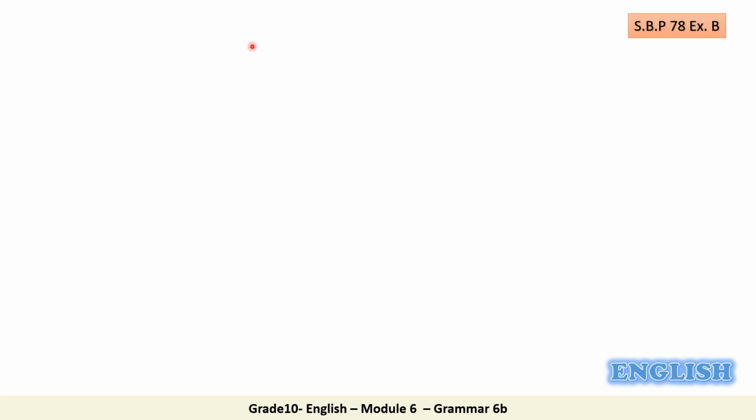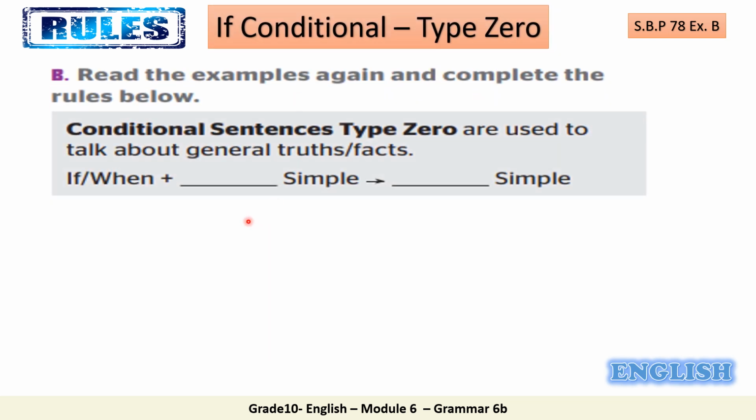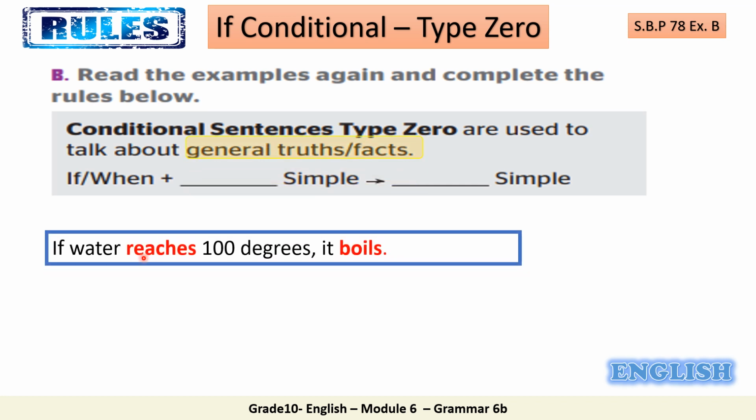And now, let's know more about the rules of if conditional type 0. Let's read the examples to complete the rule below. Before reading the examples, I want you to remember that conditional sentences type 0 are used to talk about general truth or facts. And now, how to form a sentence using if conditional type 0. Let's read the examples together. If water reaches 100 degrees, it boils. So, what do you notice about the verbs here? Reaches and boils.